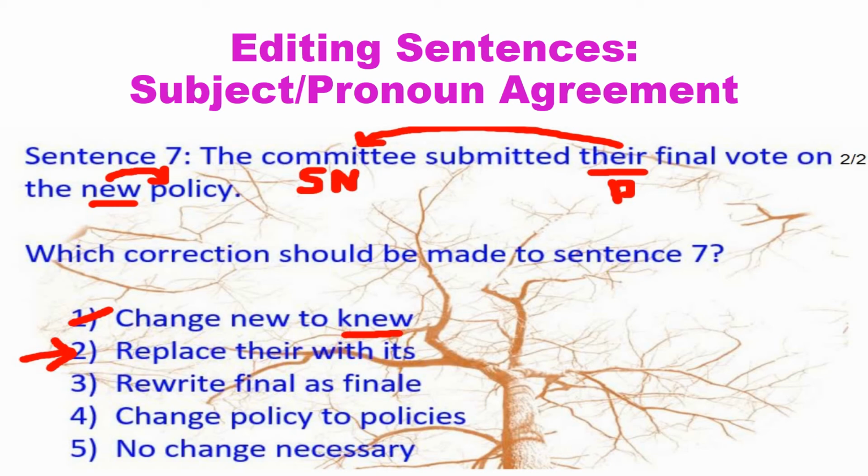Having determined that option number 2 is the correct choice, we can then eliminate options number 3, 4, and 5 because we know that option number 2 is the correct choice in terms of which correction should be made to sentence number 7.